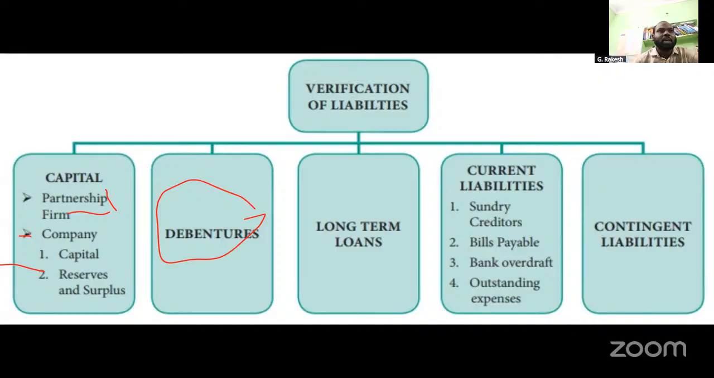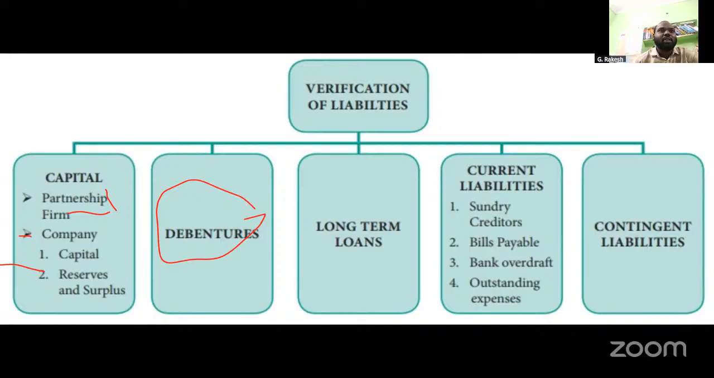Debentures also have different types: registered debentures, bearer debentures, secured debentures, unsecured debentures, redeemable debentures or irredeemable debentures, convertible and non-convertible debentures. These kinds of debentures are available in the books of accounts. The auditor has to verify which type of debentures were issued by the company and which type of debenture they are paying interest on.